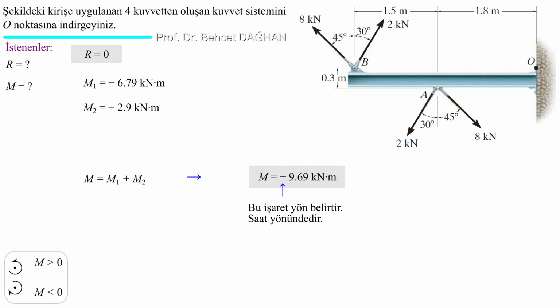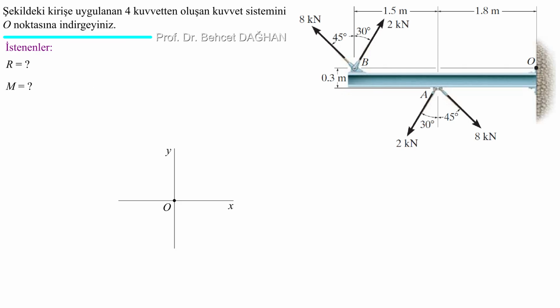When we reduce the force system to point O, we're left with R and M. We have found that this R is 0 and M is minus 9.69 kilonewton meters. Now let's solve it by assuming that we can't see that this force system consists of couples. Let's reduce the forces one by one to point O. I choose that point as the origin. I'm assuming the xy axis pass through point O.